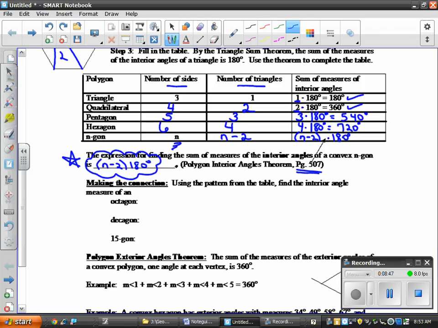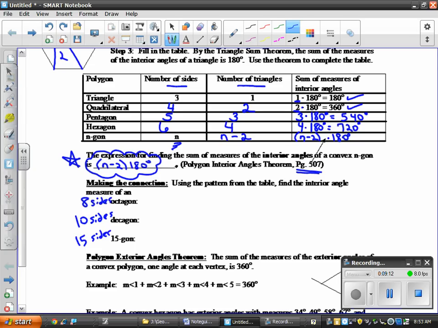Okay, so it says using the pattern from the table, find the interior angle measure of an octagon. Well, and maybe we should just kind of go right down here. An octagon has 8 sides, and most people are okay with that one. A decagon has 10 sides, and a 15gon, just like it states, has 15 sides.